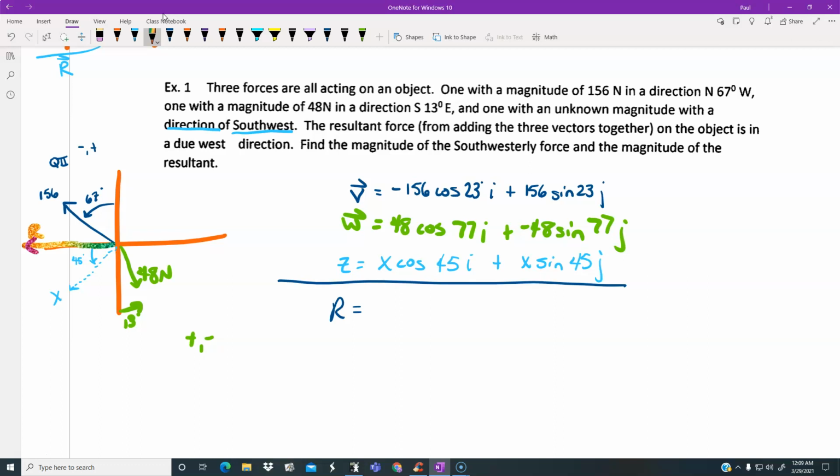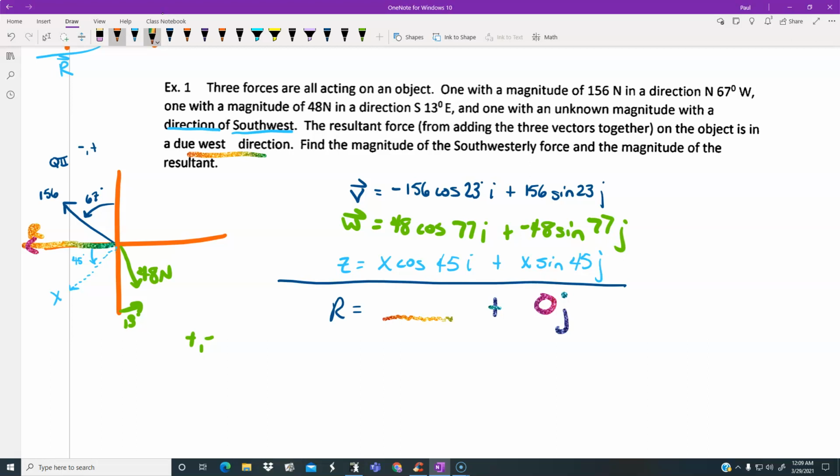Now the cool part about that is that if something ends up going due west, then that would mean its vertical component would be 0j. It didn't go up, it didn't go down. It ended up going west. Now I don't think it tells you the answer. It says here the resultant force from adding the three vectors on the object is a due west direction. Find the magnitude of the southwesterly force. So you don't know what to put right here. You're kind of stuck in a concept.